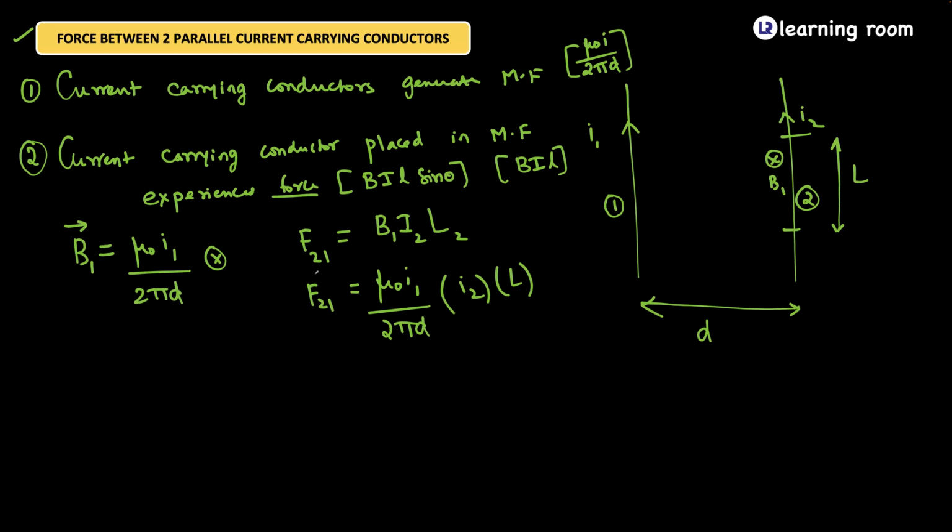Now I'll write it in the vector form. Using Fleming's left-hand rule, tell me what is going to be the direction in which this second conductor experiences force. First, take your forefinger, put it in the direction of field. Extend the second finger and adjust it in the direction of current. And extend the thumb. So thumb gives you the direction of force. So thumb is going to be in the leftward direction. Having said this, the force is going to be in this direction. So F21 is in the leftward direction.